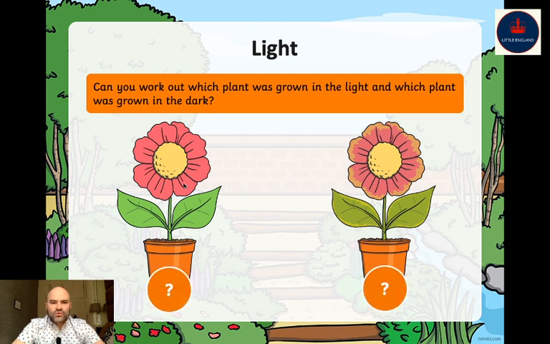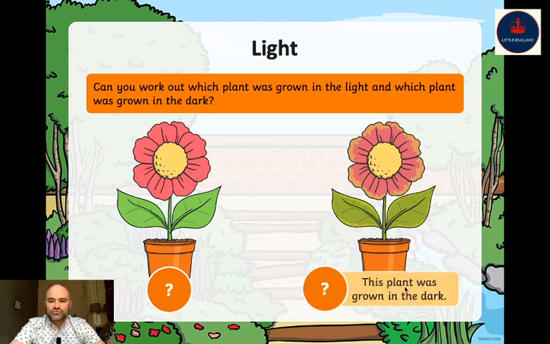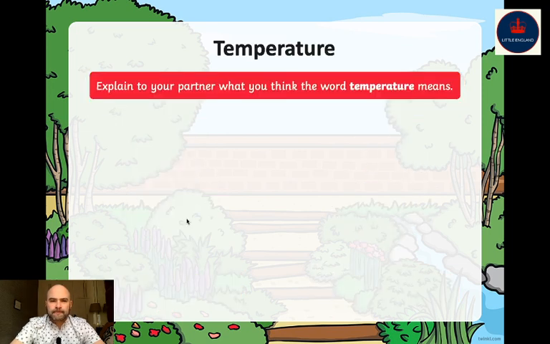Can you work out which plant was grown in the light and which plant was grown in the dark? So one of these two plants had light, and one of them did not have light. Which one do you think did not have light? This one? That's correct. So this one did not have light. This plant was grown in the dark. And this plant was grown in the light. Okay.